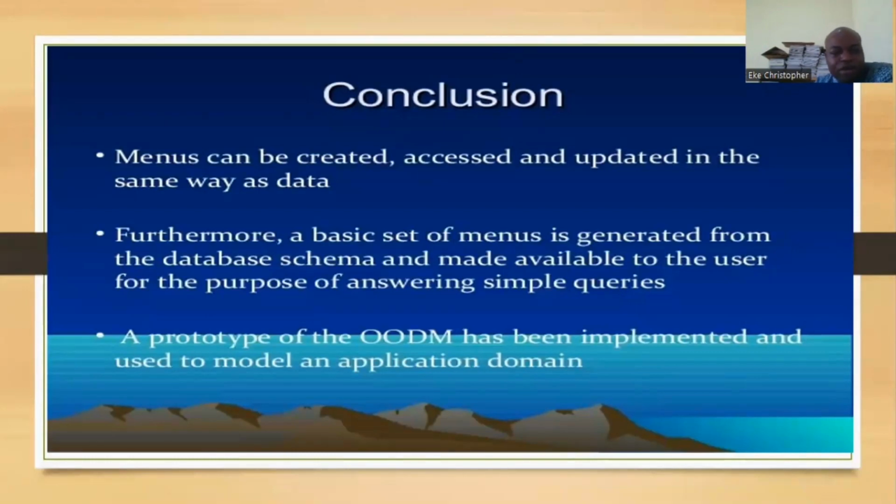All right, in conclusion, we have looked at the object database model, the object-oriented and the entity relationship data model. In this aspect, we have considered the menus, which can be created, accessed, and updated in the same way as the data. Furthermore, a basic set of menus is generated from the database schemas and made available to the users for the purpose of answering a simple query. A prototype of the object data model has been implemented and used to model an application domain. Thank you for listening.